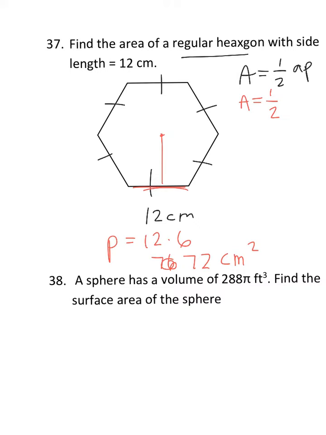So for the apothem, what you're going to do is draw in, this is a 30-degree angle, this side is 6, so this has to be 6√3. So the area is 1/2 times 6√3 times 72.